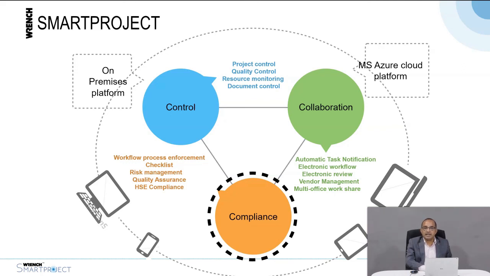And the third C is compliance. It enforces the quality management process, checklist. It provides quality assurance, HSE, and also it provides the risk management, wherein you can monitor the risk associated with the project. The system can be hosted on cloud, or it can be on premises, and it can be accessed by any device, be it your laptop, your mobile, your tablet, or your desktop.